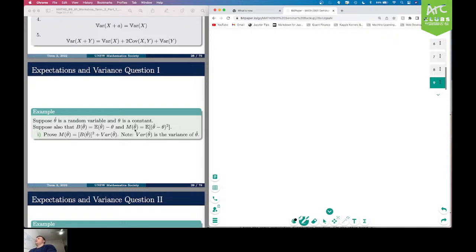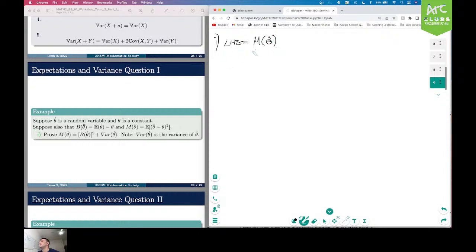Cool. So we have this proof here that we have to use the definitions of expectation and variance for, and what we want to show is that this m of theta hat function is the same as this b of theta hat function plus the variance of theta hat. And theta hat is a random variable, so we can use all the laws that apply to random variables there, and theta without the hat is a constant. So what we're going to do is a simple left-hand side equals right-hand side sort of thing. So the left-hand side is equal to m of theta hat.